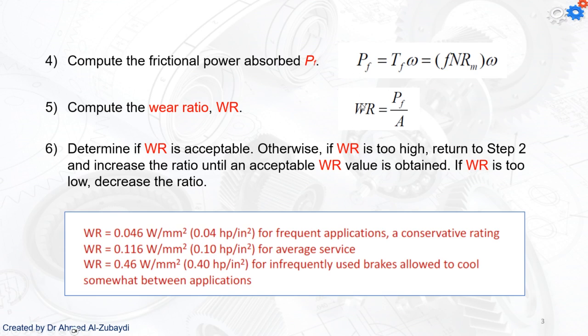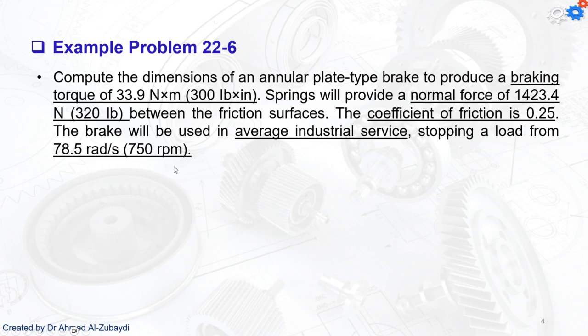In the equation for the WR, the PF is going to be in watt. The area is going to be in millimeters, not meter. So let's see how we're going to apply this procedure.